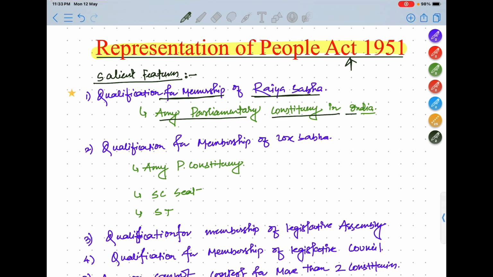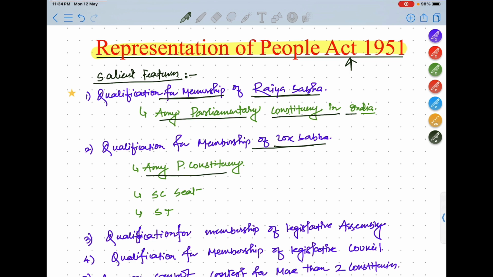Okay, next is qualification for membership of Lok Sabha. Now see, there are different qualifications, but we will not cover each and everything because those are not important from our exam point of view. Okay, so from our exam point of view, few are important. So this RPA Act says you can contest for any Lok Sabha seat in the country, from any constituency. Suppose, for example, our present Prime Minister Shri Narendra Modi is from Gujarat, but his parliamentary constituency is Varanasi. Okay, so this RPA Act allows him to do so.